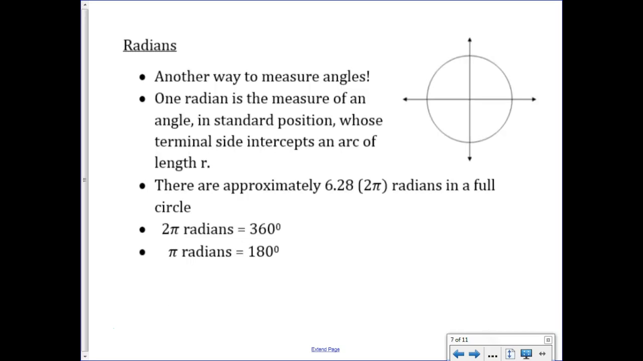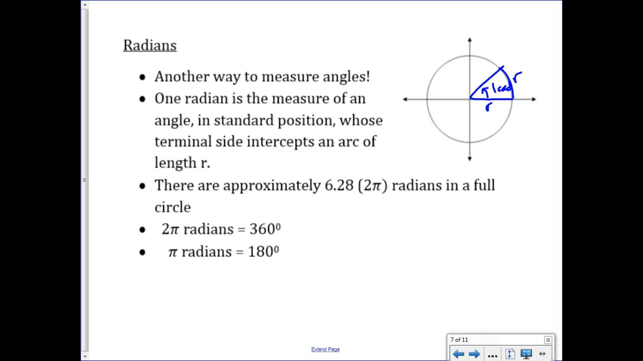So then we have another way of dealing with measurements. It's called radians. 1 radian is the measure of an angle in standard position whose terminal side intercepts an arc of length r. So if this is the radius of the circle, this is r, 1 radian is a measurement of r on the arc length. So this is 1 radian. And we write that shorthand as RAD for radians.